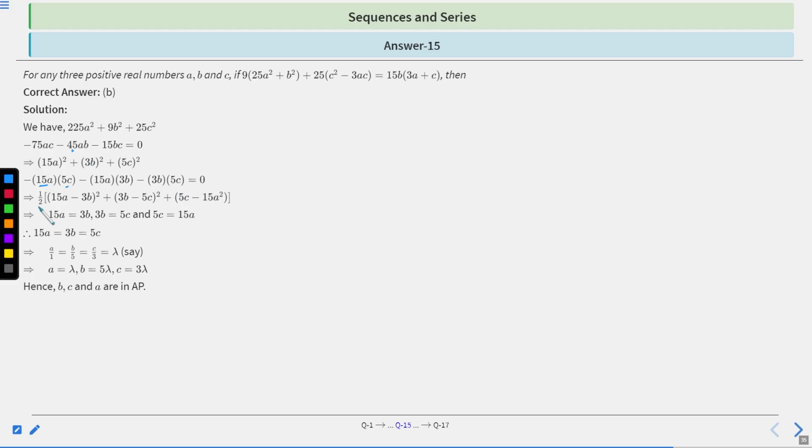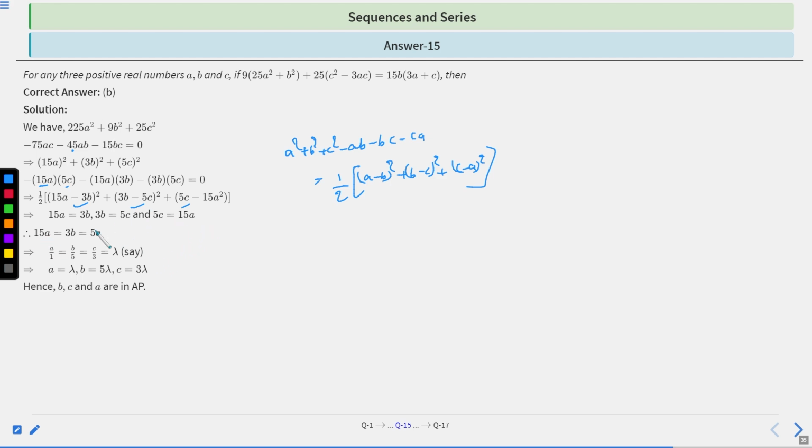So it is basically of the form A square plus B square plus C square minus AB minus BC minus CA. And this we know is equal to 1 by 2 into (A minus B) square plus (B minus C) square plus (C minus A) square, right? Clear? Since this is equal to 0, and a sum of squares can be 0 only when each particular square is 0, 15A is equal to 3B, 3B is equal to 5C, and 5C is equal to 15A.